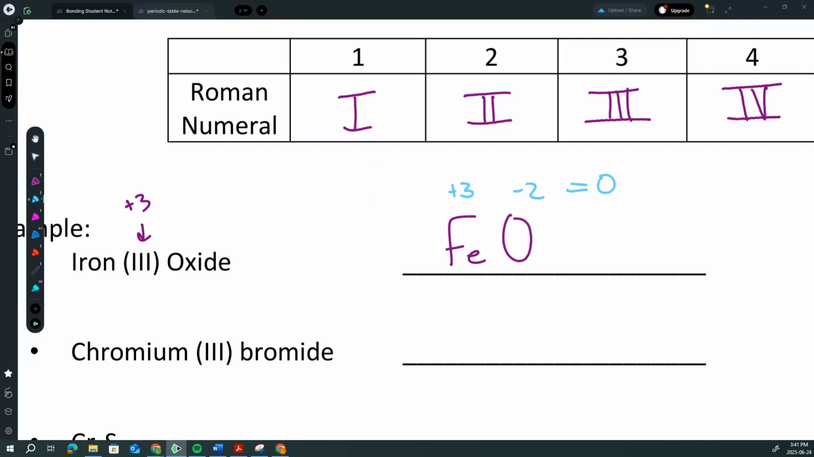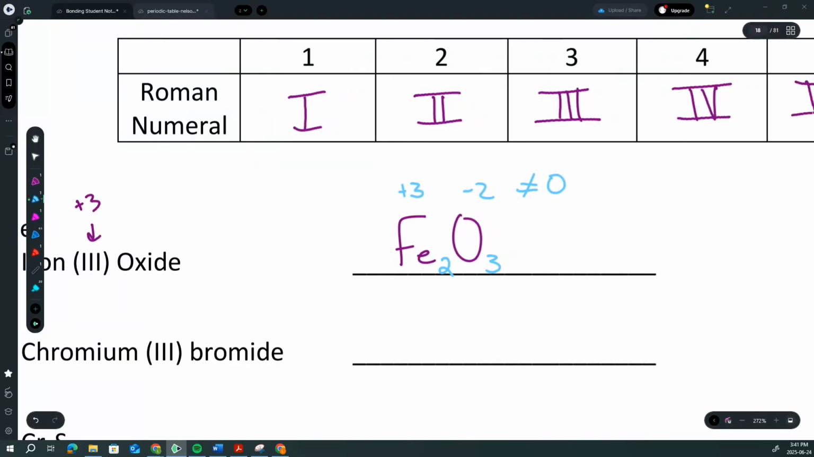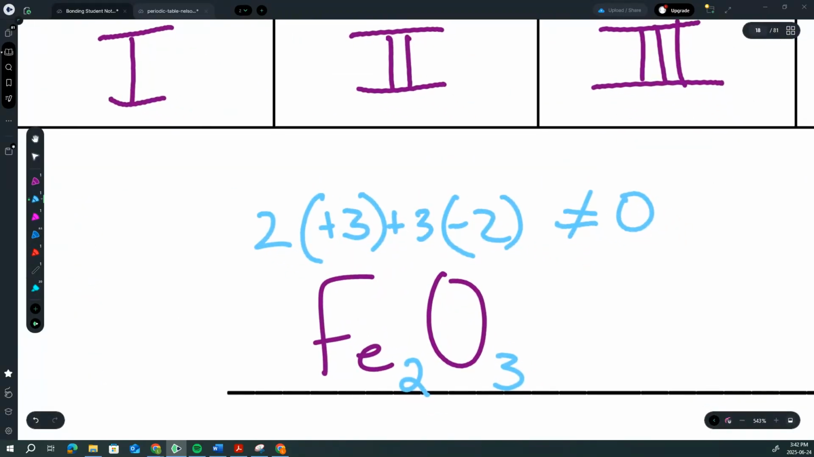Now we know that that doesn't equal 0, so that's why I'm going to do the crisscross applesauce. I need to keep this neat, so I'm just going to write the numbers. I'm not going to draw the lines. Since we have 2 irons that have a 3+ charge, and then 3 oxide ions that have a 2- charge, that's 6 minus 6, which does equal 0. So now this works out.